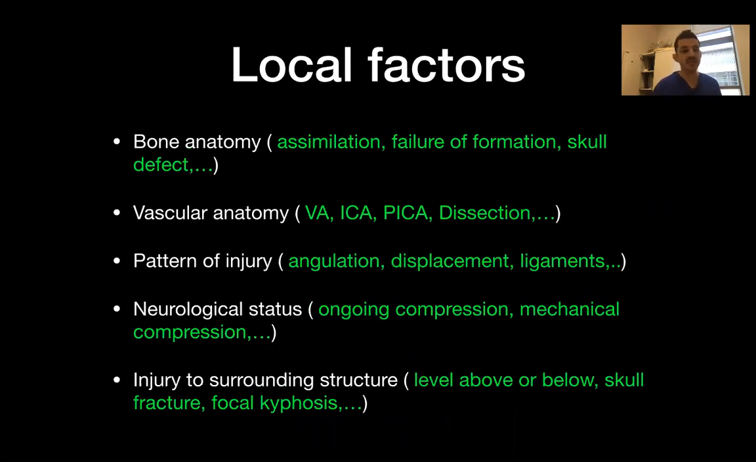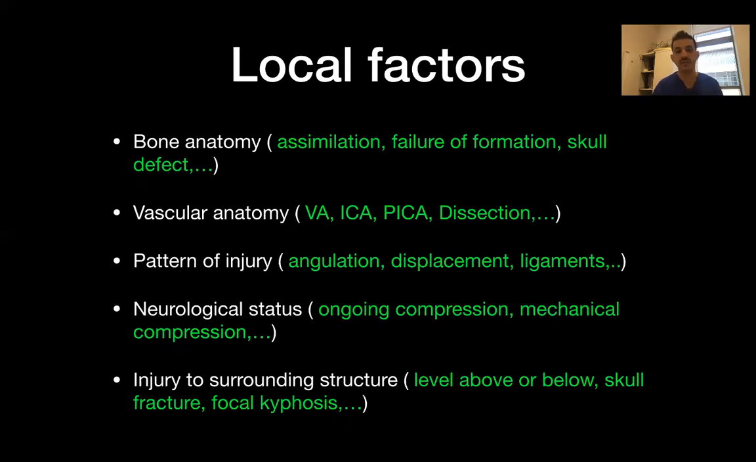Local factors. You look at bone anatomy: any assimilation of C1 and the occipital condyle, failure of formation, Klippel-Feil, skull defect, because that will guide your decision on the type of construct you'll use. Vascular anatomy: the vertebral artery, is there an aberrant course, the internal carotid, the kissing carotids, for example between the C1 lateral mass and the foramen. In this section, if you injure it, you might end up with lateral medullary syndrome. If there is a dissection of the vertebral artery due to injury and the patient is anticoagulated, that will guide you toward surgical intervention versus conservative management.